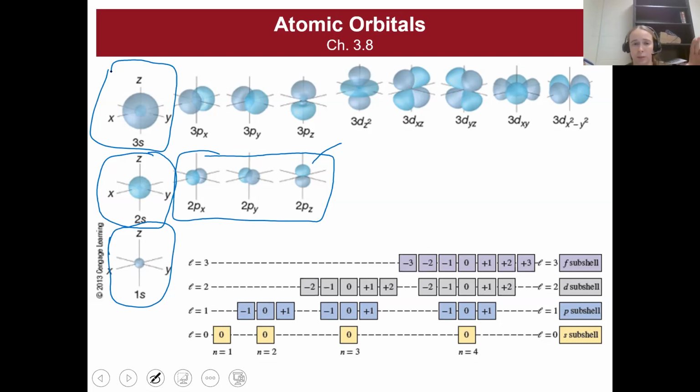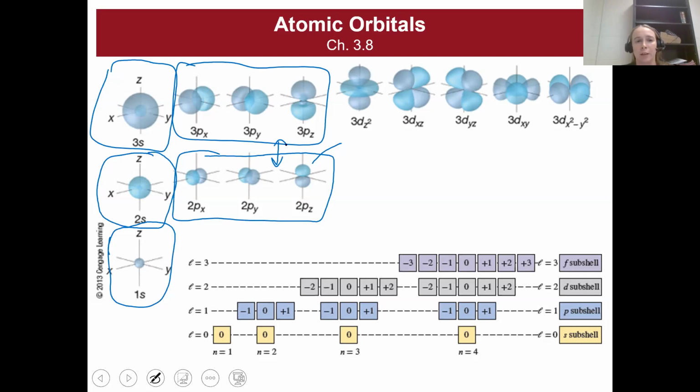Then if we go bigger, we've got 3s. So you've got a probability of finding the electron further away from the nucleus because it's got more energy. Still spherical if it's an S shell or subshell. Then we've got the 3p's. And those are bigger than the 2p's, you can tell. This is sort of to scale, I guess.